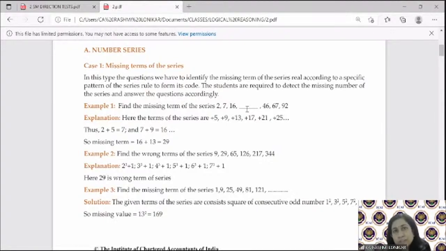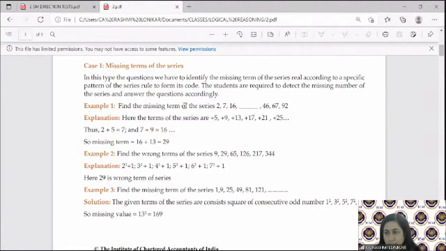Many students find difficulty in solving logical reasoning because they miss out on the basics. So you have to know these basics. Always remember that in this type of series you have to be very careful while finding the difference. If you make an arithmetical mistake there, that is your mistake, and then you will not be able to get the answer. So the first type of examples is to find the missing terms.